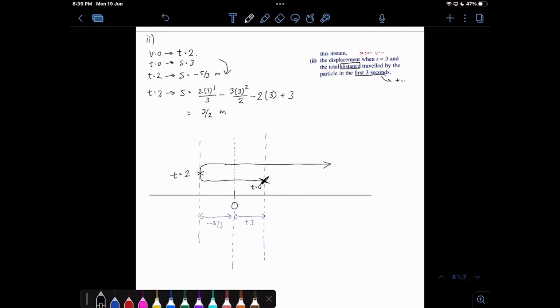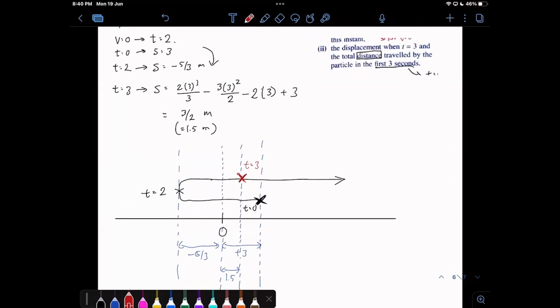So 3/2 is less than 3, right? It's 1.5. So that means it's somewhere over here. Maybe I'll label here 1.5. So the point must be somewhere here. This is when t equals to 3. Okay, is it clear so far?